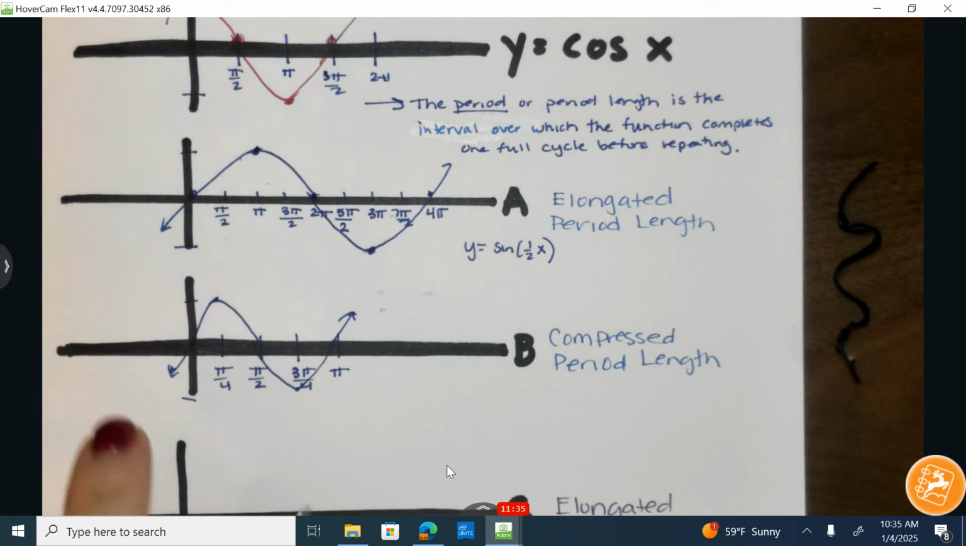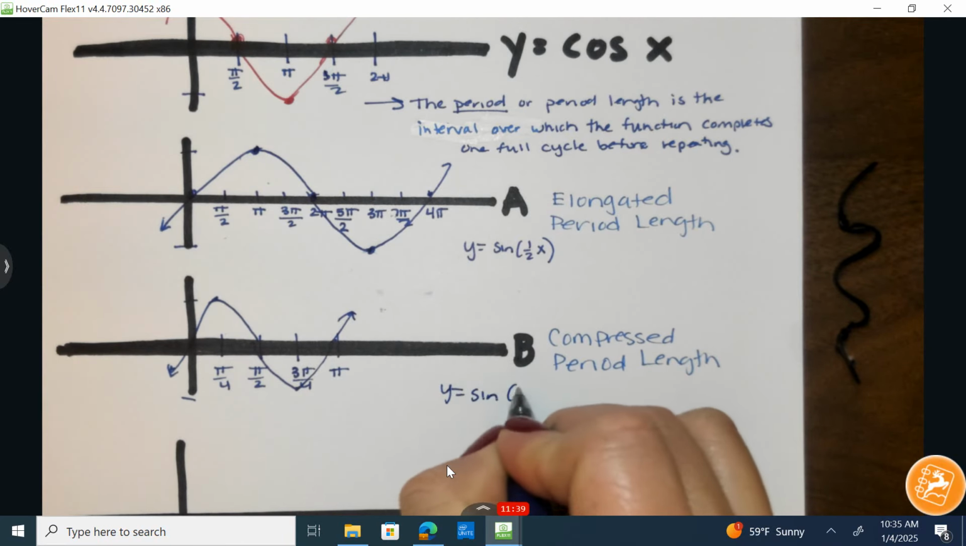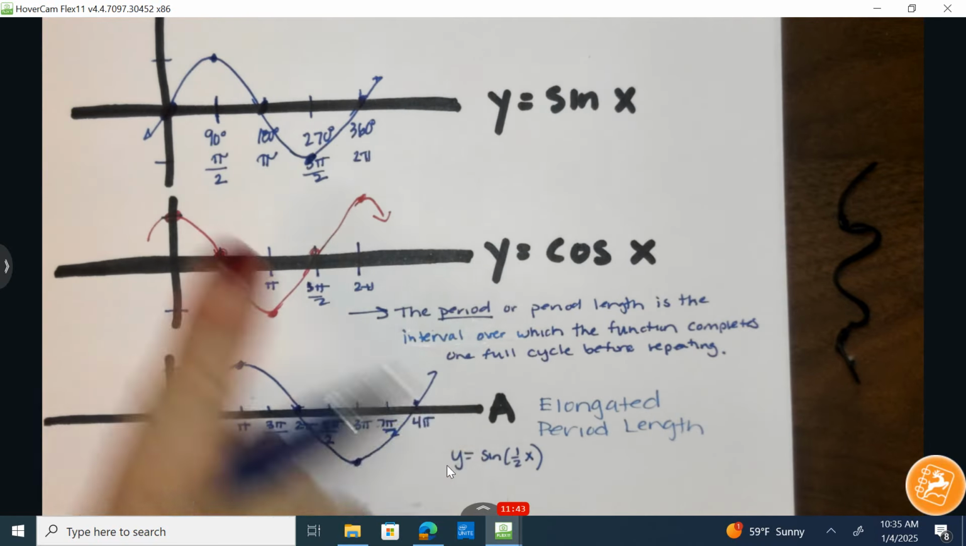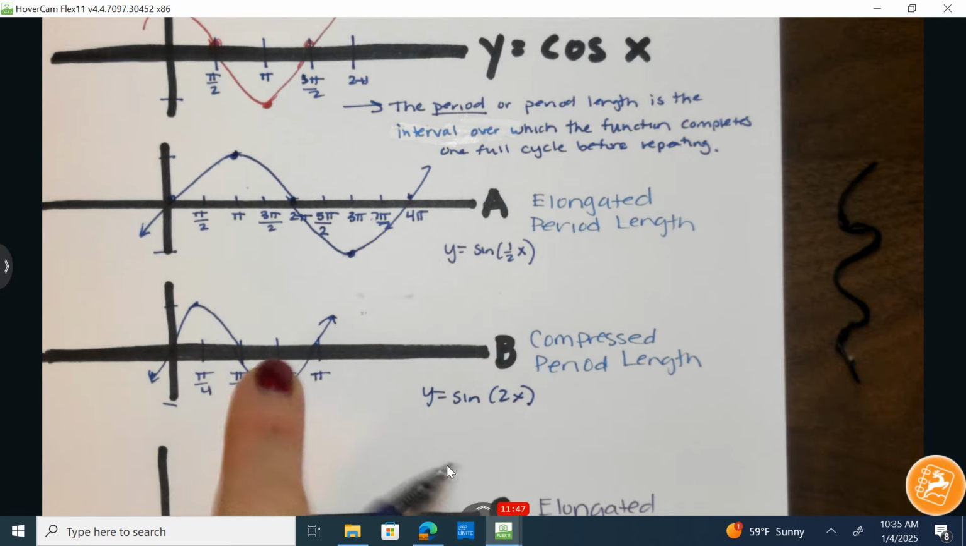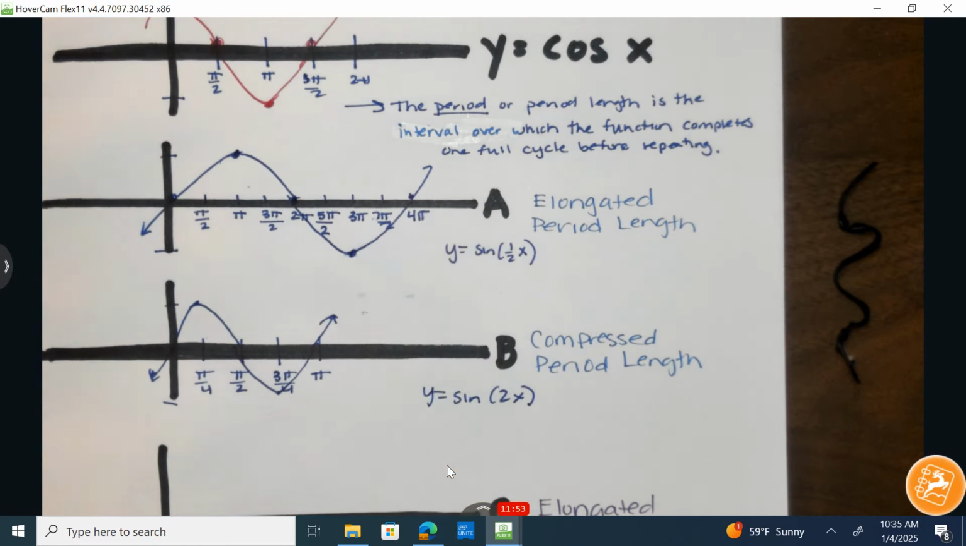So I actually drew this graph here, and this was y equals the sine of 2x. So this is elongated. If we compare it to the parent function, the period length here is compressed. Now, how could we actually identify the length of one cycle before it repeats without having to graph it? There is a way.